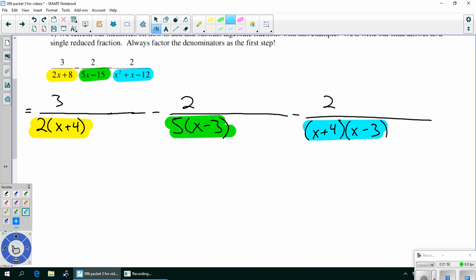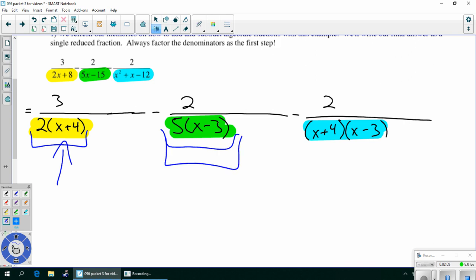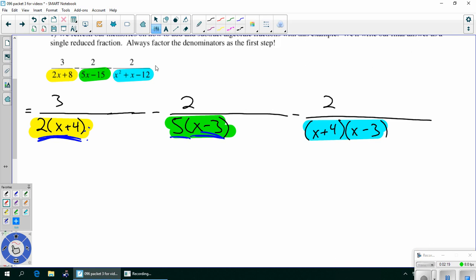Okay, so now looking at our new denominators, we're going to try to fill in what's missing. So looking at the first two denominators only, what is this first denominator missing that the second denominator has? Well, I don't see anything in common, right? The second denominator has a 5. This one does not have a 5, so it needs a 5. And the second denominator has x minus 3, which is not the same as x plus 4. So we give this first fraction both 5 and x minus 3, and therefore on the top as well.